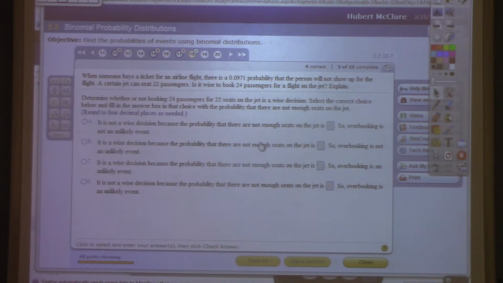So in this case, n is equal to 22, right? Yep. Okay, n is equal to 22, and p is equal to, now watch it here, because when someone buys a ticket, there is a 0.0971 probability. So that's the probability of a person not showing up. What is the probability of a person showing up? The complement of 0.0971. So you need to take 0.0971 and you need to take that away from what? 1. So do that. 0.9029. Okay? And then use that for your p.